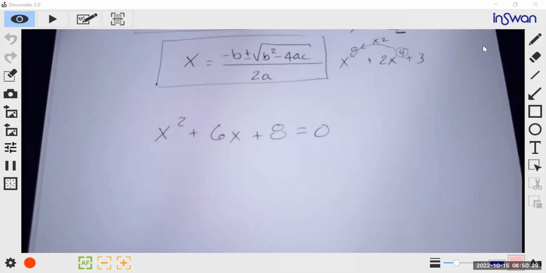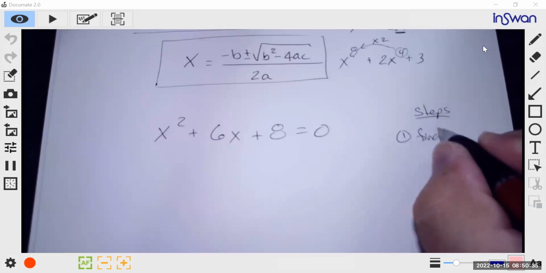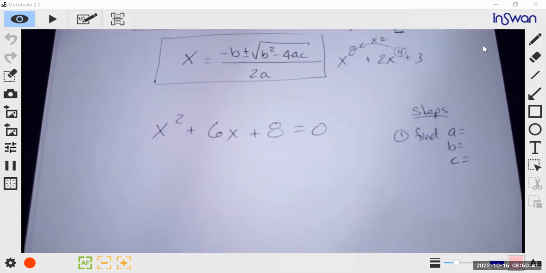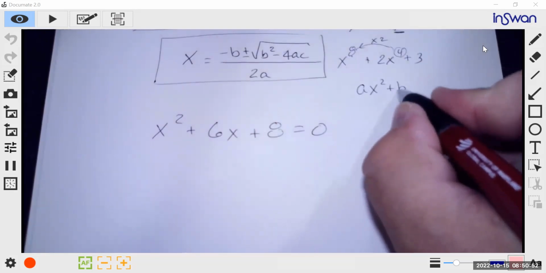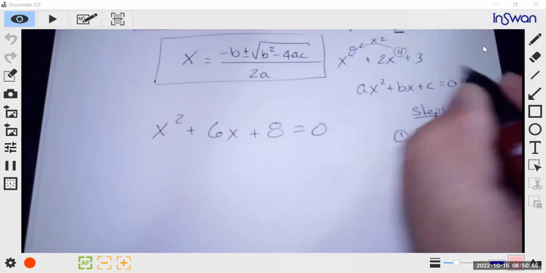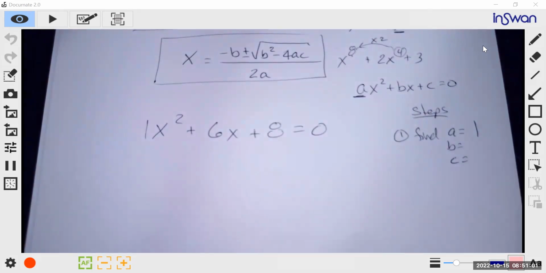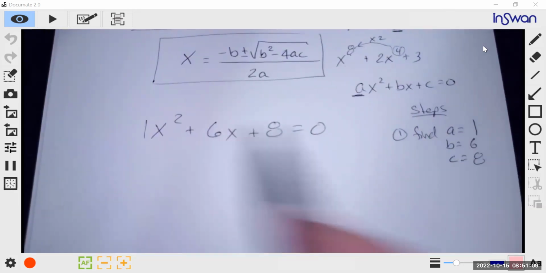But with this one, your steps here: find A, B, and C. So what is A? A is 1. Remember, A is the coefficient of your x squared term. Since x squared is here, there's a 1 there. What's B? 6. And C? 8. If it was negative, then use the signs also. Since these are positive, we're okay.